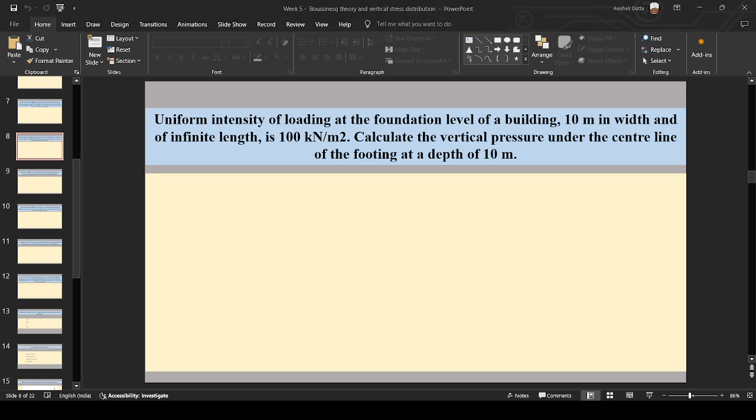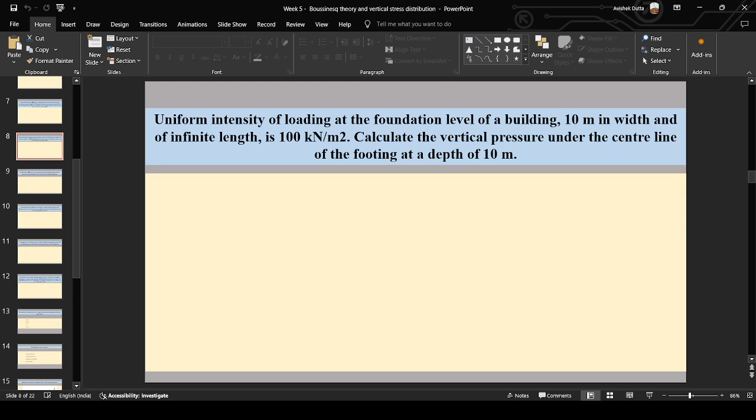Yes, so the next question was: uniform intensity of loading at the foundation level of a building 10 meter in width and of infinite length is 100 kilonewton per meter square. Calculate the vertical pressure under the center line of the footing at a depth of 10 meter. So here we have been given a line loading of infinite length. The width is 10 meter and the loading intensity is 100 kilonewton per meter square. To find out the vertical pressure under the center line of the width of the footing at a depth of 10 meter below the point of action of the load.